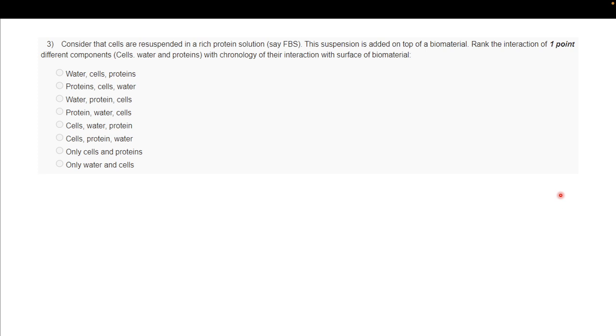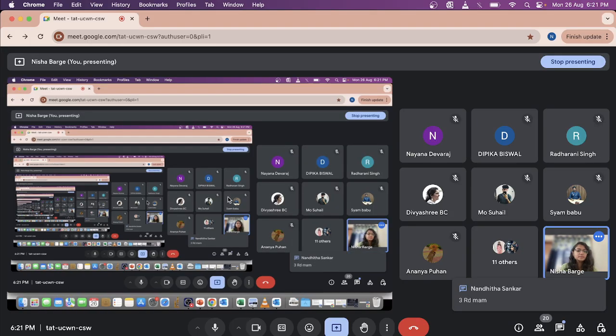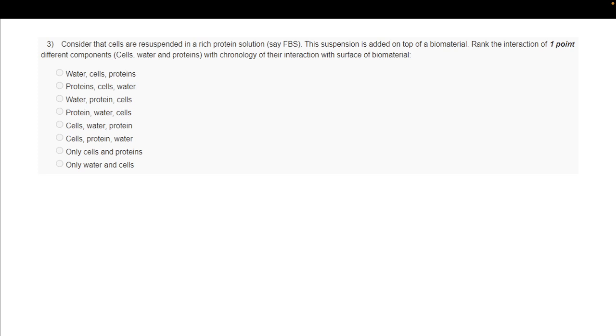Ma'am, it's slide 1B. I think two people answered the same, third option, right? Yes, ma'am. Okay. Yes, water, protein, cells. Thanks for answering. Anybody else has a different sequence? Third. Yeah, all of you are correct.